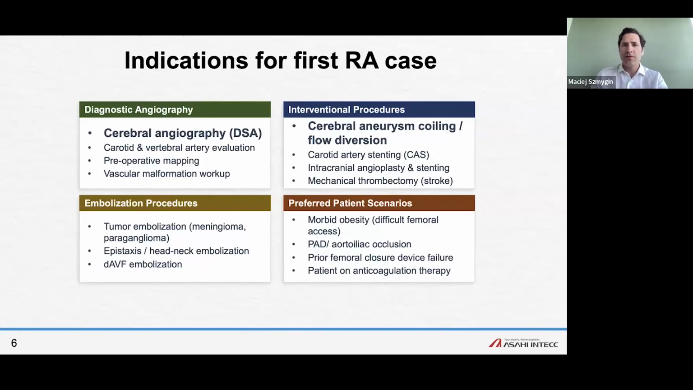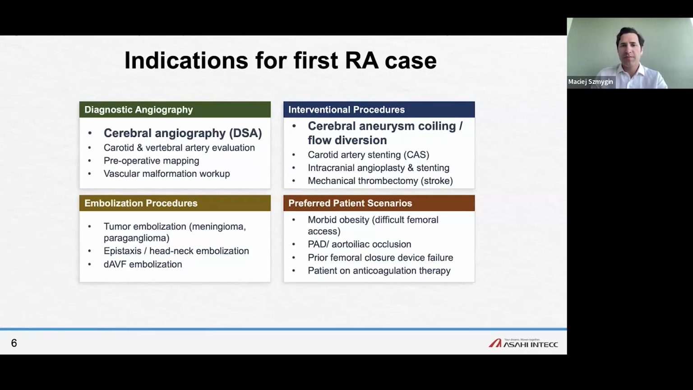Then if you decide to do interventional procedures, start with easy or maybe more predictable coiling or aneurysm treatment, maybe flow diversion, maybe carotid artery stenting. I wouldn't recommend starting with mechanical thrombectomy or stroke unless it is necessary. You can also try to do embolization procedures, tumor embolization, nose bleeding embolization, maybe easier embolization.